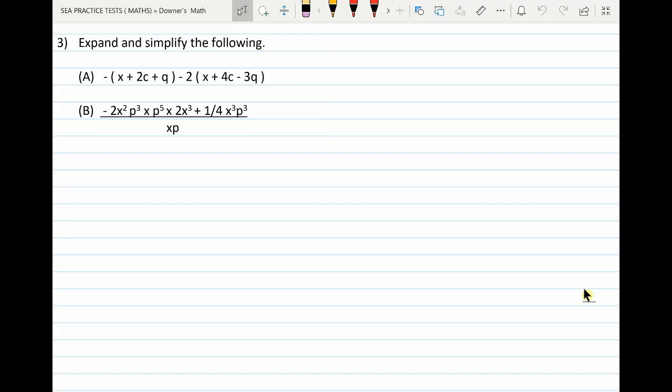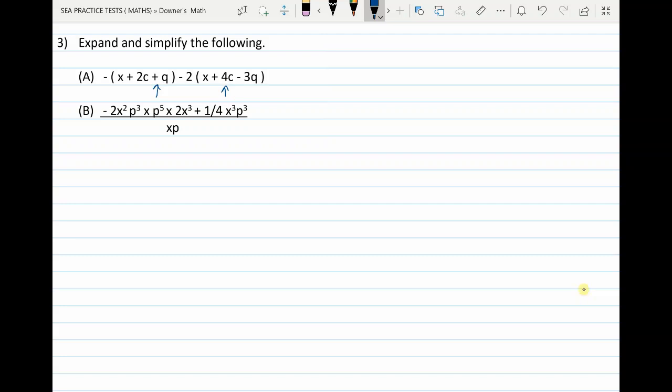In number 3, we have to expand and simplify the following. So we are looking at A, where there are 2 main terms, this one and this one. So let us expand in A, let us expand the brackets.